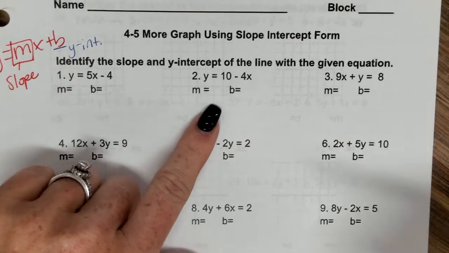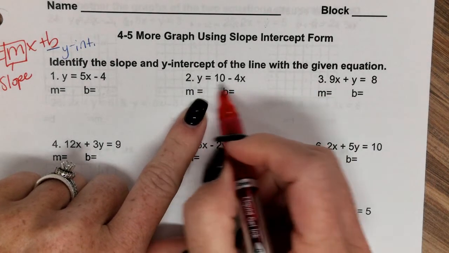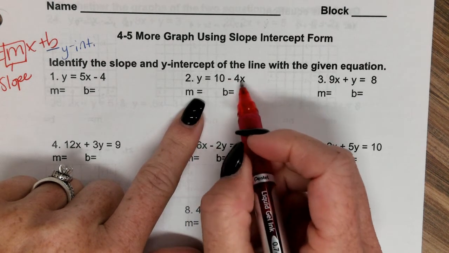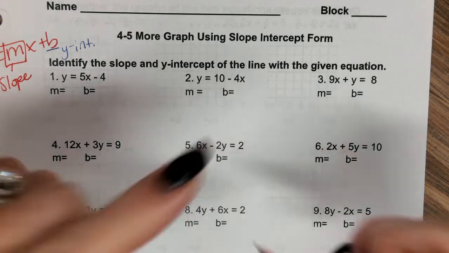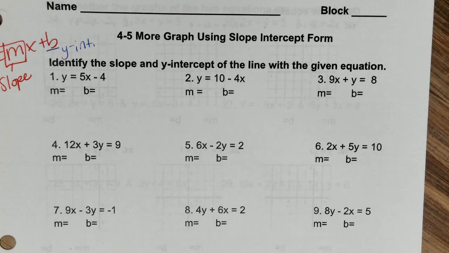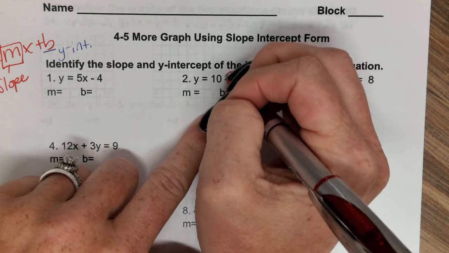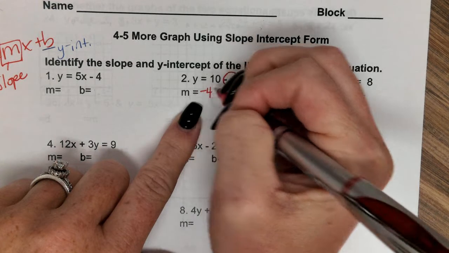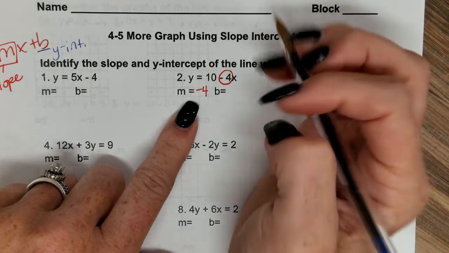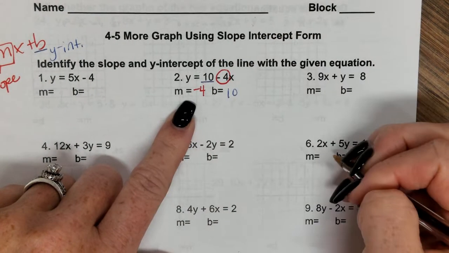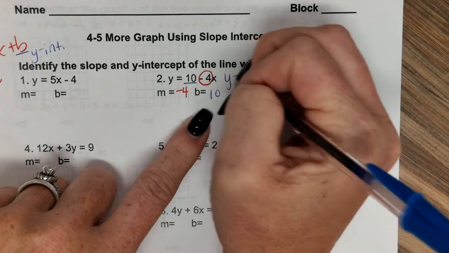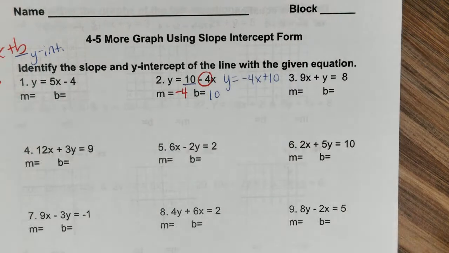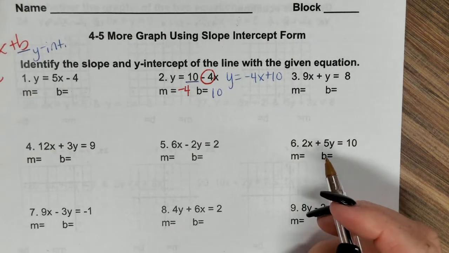So let's look at number 2. Is this in y equals mx plus b form? Kind of, but it's really not because these two are switched around. But can you see it, or do you need to switch it? You can see it. This is clearly the slope. So the slope is -4, and this is the y-intercept, which is 10. If you needed to rearrange it, you would simply go y is equal to -4x plus 10. But I don't expect you to have to do that. You should be able to see it.